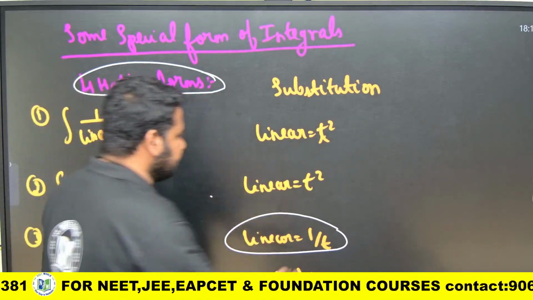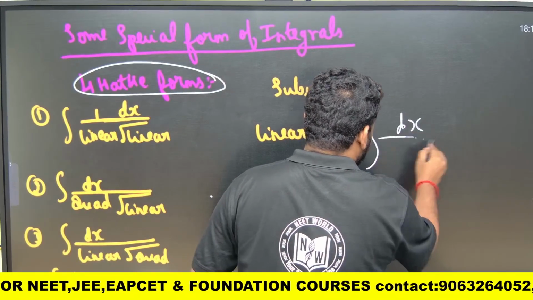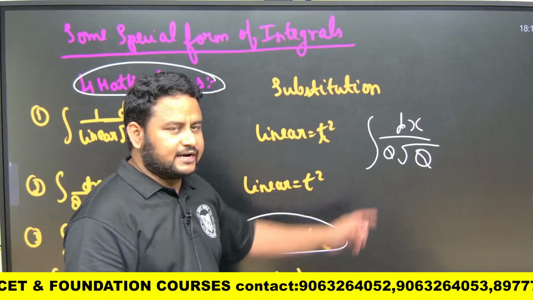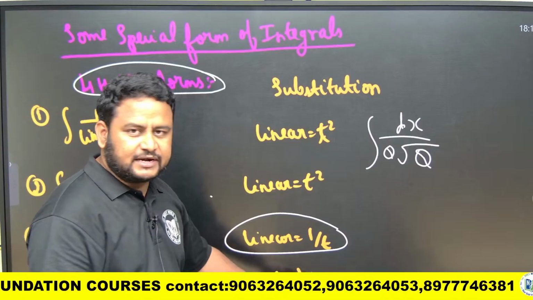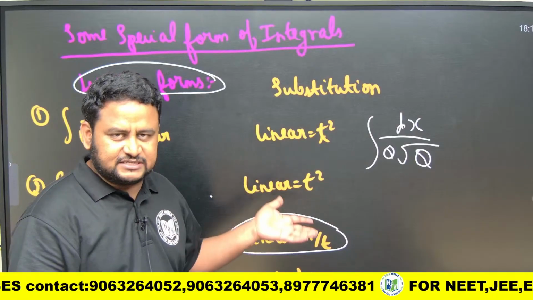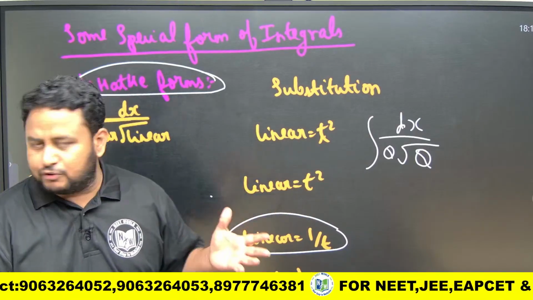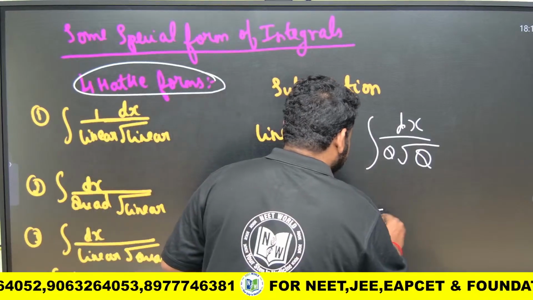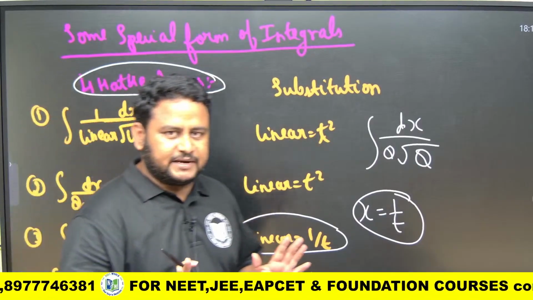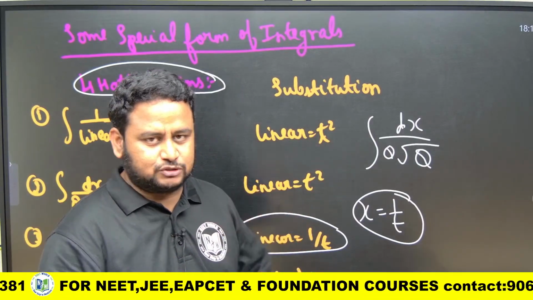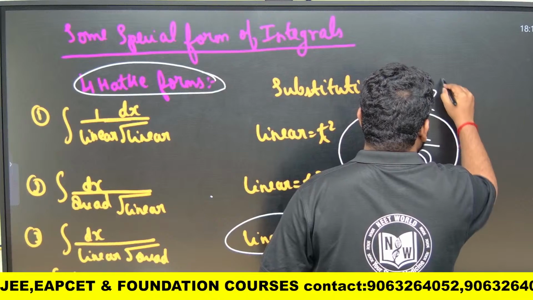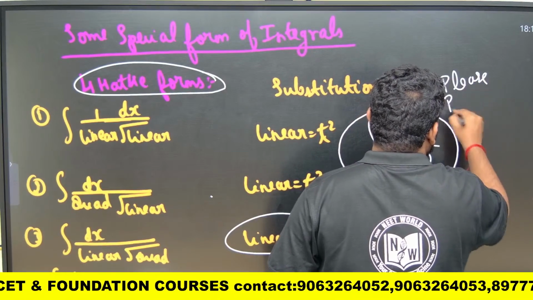Otherwise, when we get a quadratic outside and also a square root of a quadratic within, then for this we have to take x equal to 1 by t. If it is a quadratic in x, then we have to use x equal to 1 by t for such questions. This is the most important form. You will find this question difficult, so please remember this form.